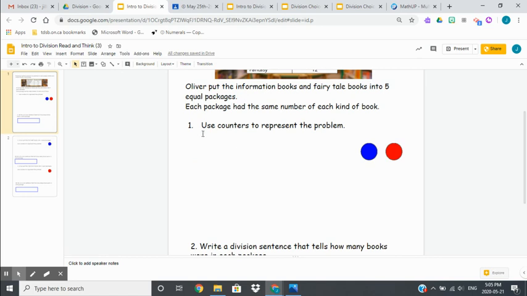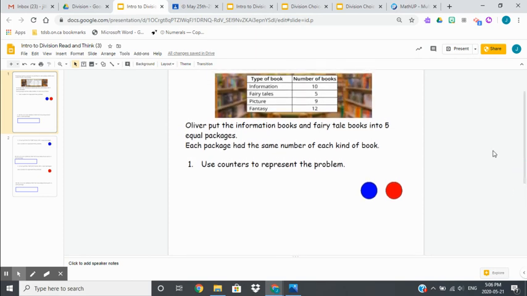So the first thing you're going to be asked to do is to use counters to represent the problem. So we've given you some counters here, and you're going to decide how you might use those to help you build the problem. I'll work through this first question with you so that you are confident and know what to do. So I'm going to choose the blue counters to represent these information books. There are 10 of them, so I'm going to drag 10 blue counters over into my workspace.